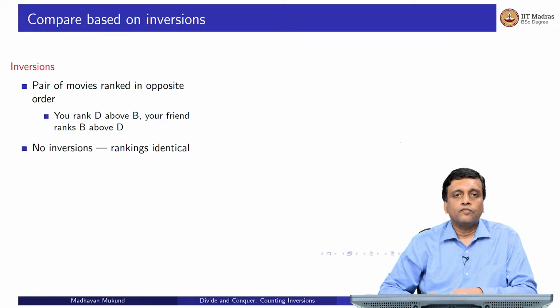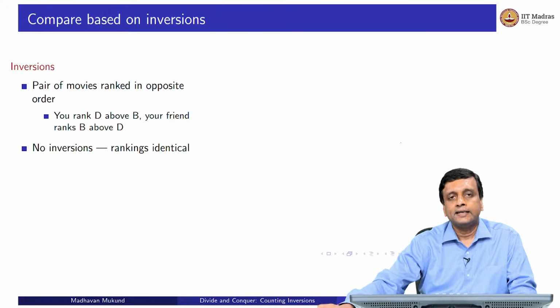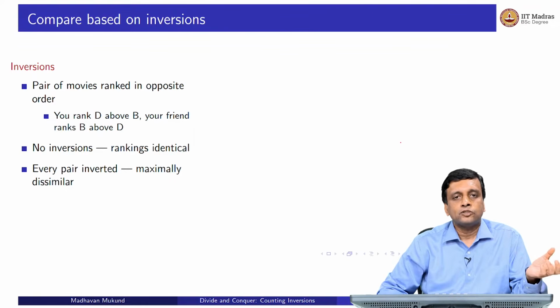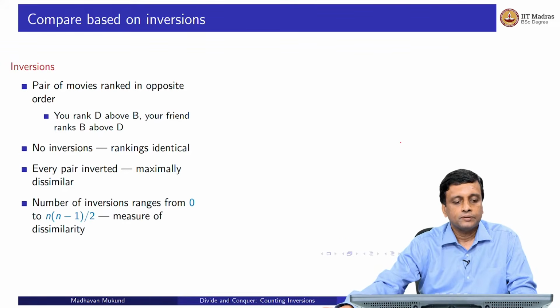So clearly, if for every pair of movies you and your friend agree on the relative ranking, there is no way that your overall ranking can be any different. So if all pairs are equal, that is, there are no inversions, then you have identical tastes. On the other hand, if you disagree completely, this means on any pair of movies where you think one is better than the other, your friend thinks the opposite. So if every pair is inverted, then you are maximally dissimilar. You cannot be more different from somebody else in terms of tastes.